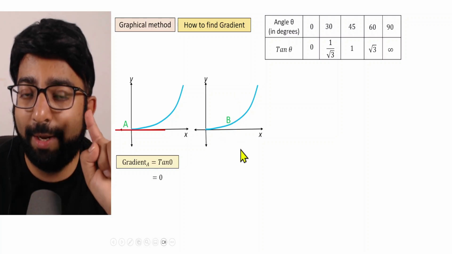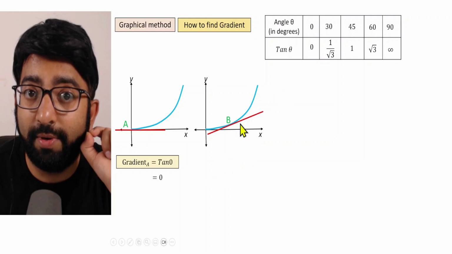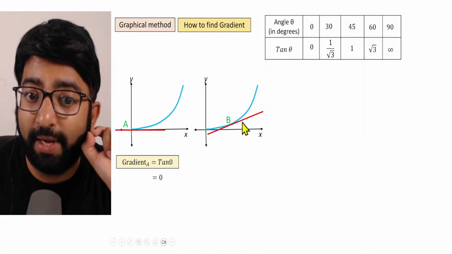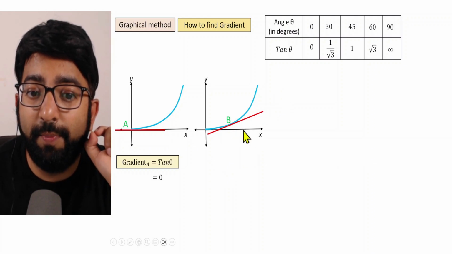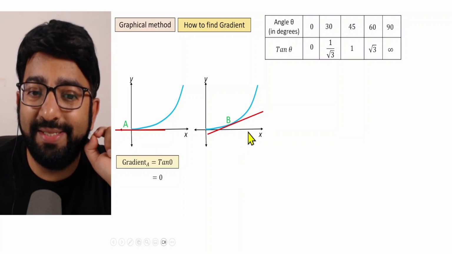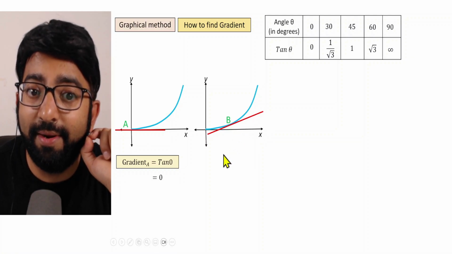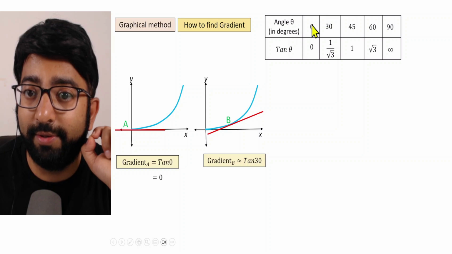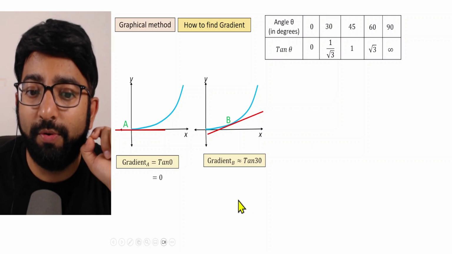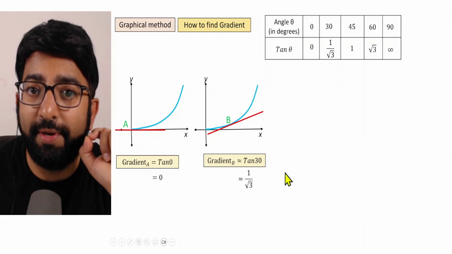Steps stay the same. Step number one, let's draw a tangent at that point. And then step number two is to identify how much this angle theta is, which the tangent makes with the x-axis. If you look at this table, this angle is approximately close to 30 degrees. So then the gradient will be tan 30. And if you look at this table, tan 30 is 1 upon root 3. So the gradient of the graph at the point B is 1 upon root 3.